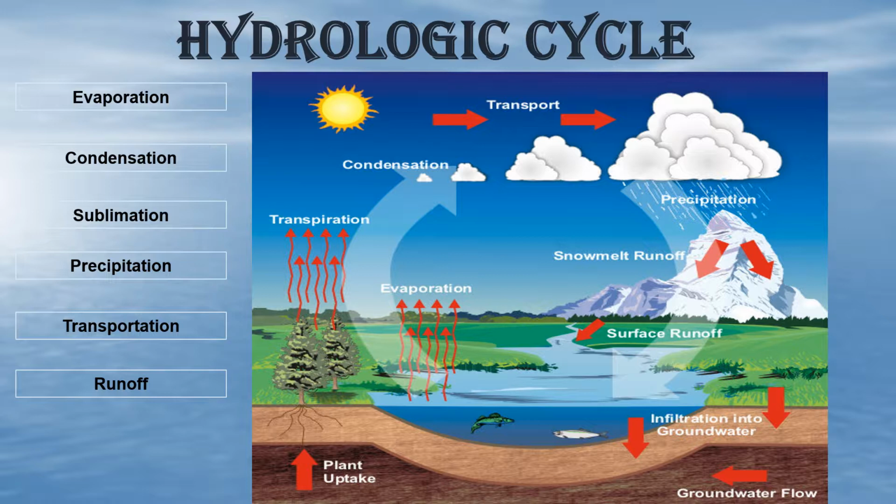Just one cycle. Lastly, infiltration. Water gets stored into soil, seeps down, and increases the level of groundwater. It is pure and drinkable.